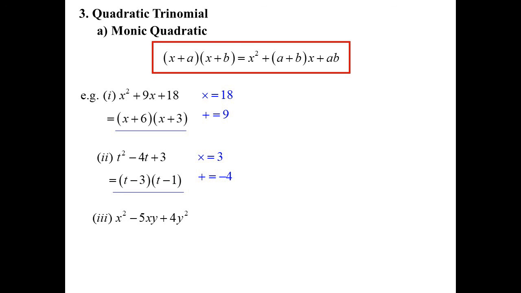Whoa, x's and y's. Don't worry about the x's and y's, it's the numbers that are important. I mean, technically we're saying what multiplies together to give 4y squared, what adds together to give negative 5y. But as I say, the y is irrelevant, it's the number. So we want negative 4 and negative 1, but instead of writing down negative 4 and negative 1, we write down negative 4y and negative 1y. There's our factorisation.